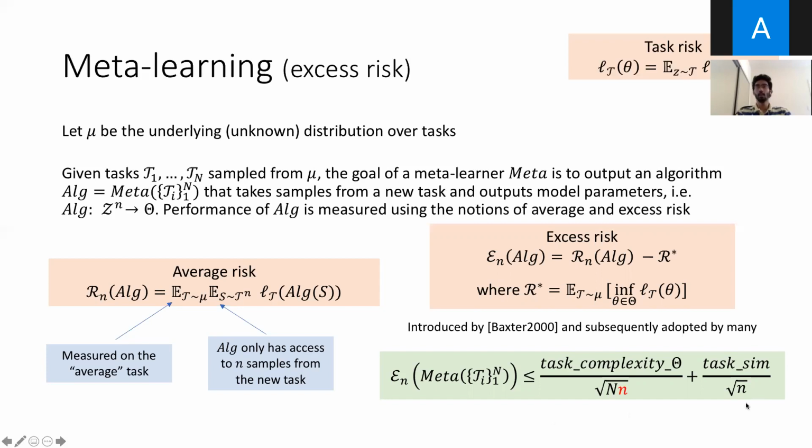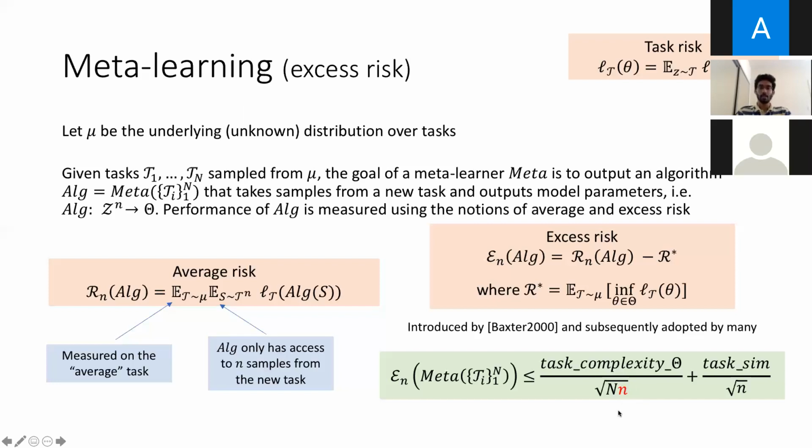Now, this is a very high level view of what the bounds look like. And note that I've put this n here in red because this n is the number of samples per training task, and this could be different from this n. There are different bounds where the dependence on the capital N and small n are slightly different. Sometimes they show up in the square root, sometimes they don't show up at all.